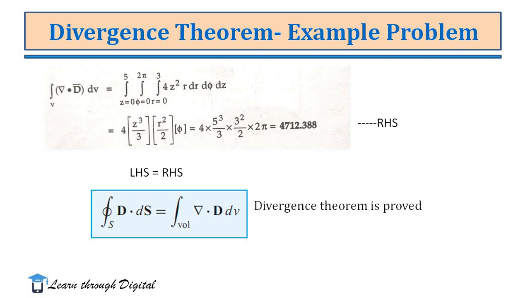Now we compare the values for the left hand side and the right hand side. Both are equal. So the left hand side is the surface integral of D vector dot dS vector. The right hand side is the volume integral of del dot D vector dv. Hence the divergence theorem is proved.